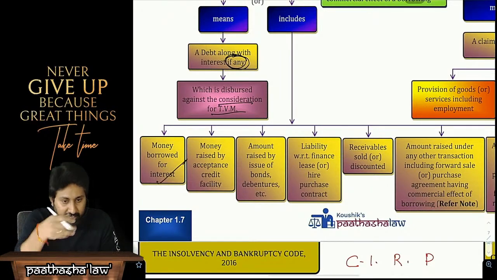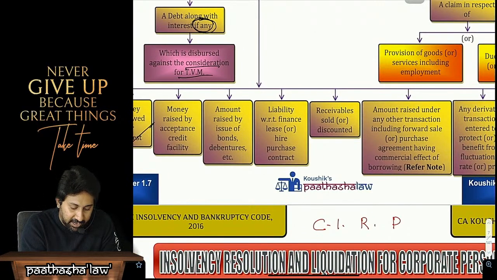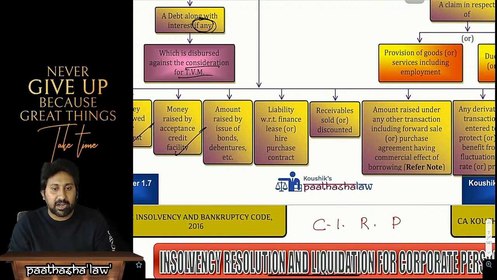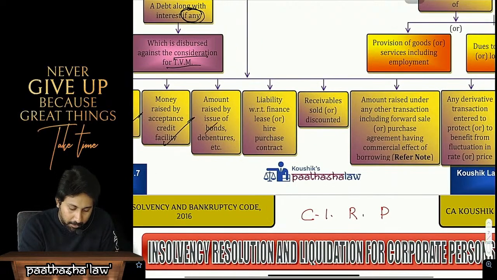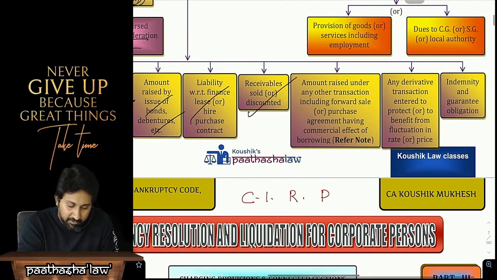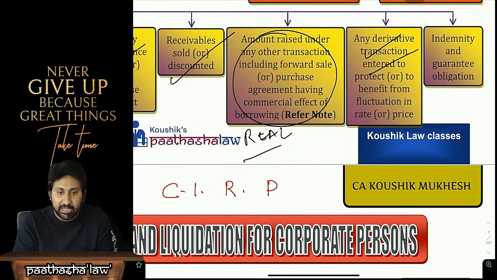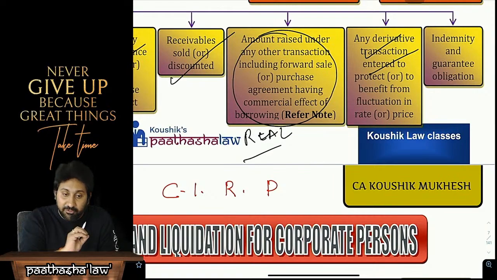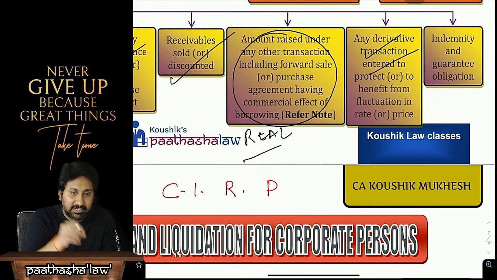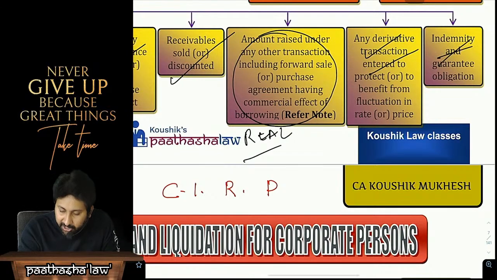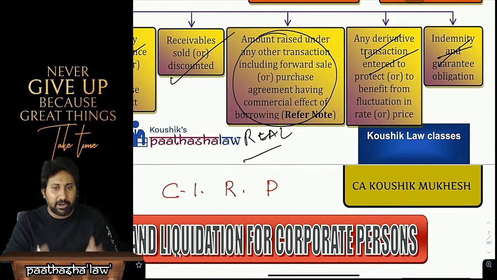Money borrowed for interest, normal borrowing. Money raised by acceptance credit facility. These are classic examples like your credit card. You are accepting credit. You may use it, you may not use it. If you use it, debt will start. Next one, bonds and debentures, finance lease, factoring services. This point we will discuss separately. This is a real estate transaction. Any derivative transaction: if you enter into one with the stock exchange and you are not paying the deposits etc., it becomes a financial debt. Indemnity and guarantee obligation: obviously the guarantor is a surety, and the surety will become a debtor. If it is on a financial debt, you will become a financial creditor, and the principal becomes a corporate debtor, and it becomes a financial debt.